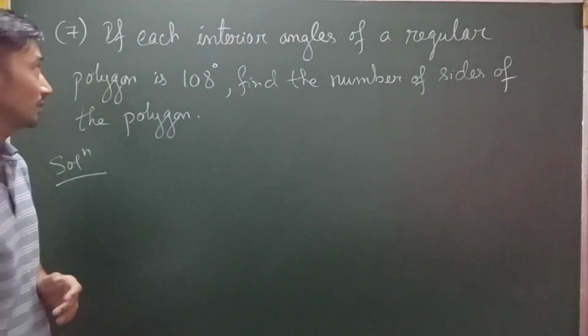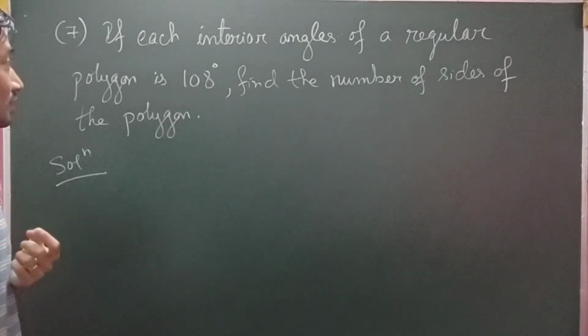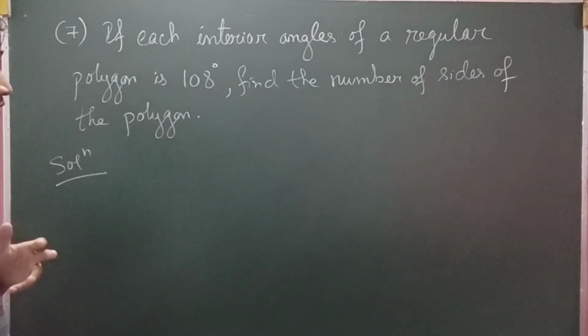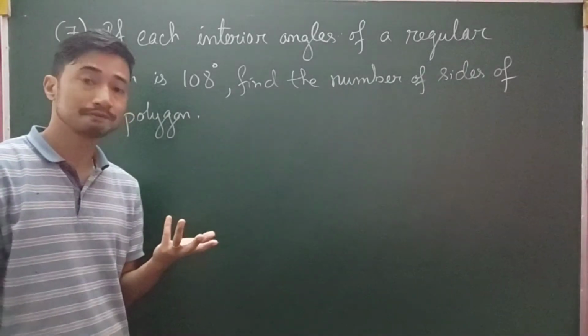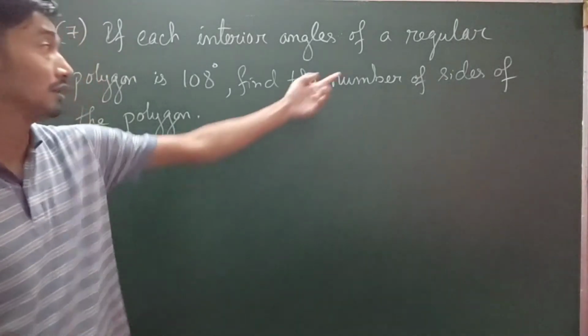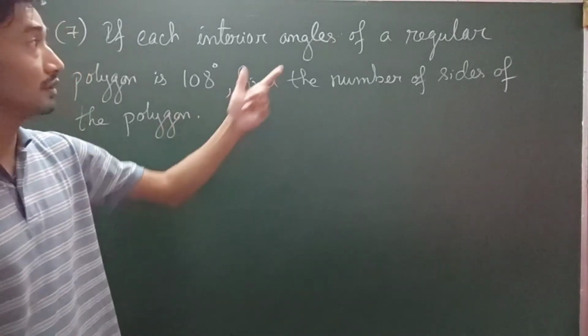Alright, so this is the next question: if each interior angle of a regular polygon is 108 degrees, find the number of sides of the polygon. The polygon is not given, only the angle is given. So how many sides? No idea. Find the number of sides, that is the question. But they have given a regular polygon.